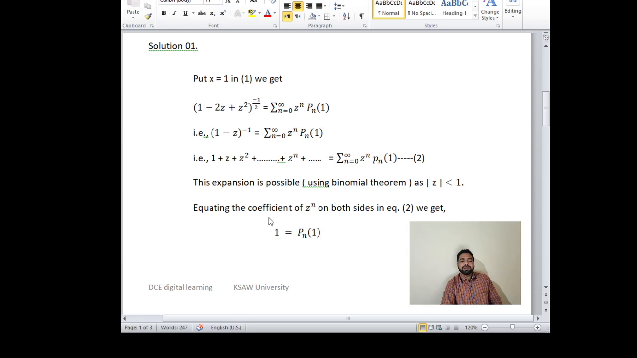Now equating the coefficient of z raised to n on both sides in equation 2, we get: in equation 2, z raised to n is here. Now the coefficient of this quantity z raised to n is 1, so we have written here 1. Next, equal to as it is. Now here is z raised to n, its coefficient is this quantity, so Pn of 1. So this is the first required result.